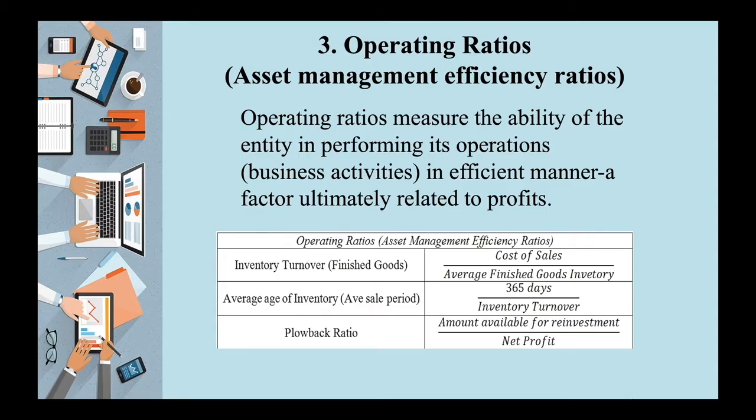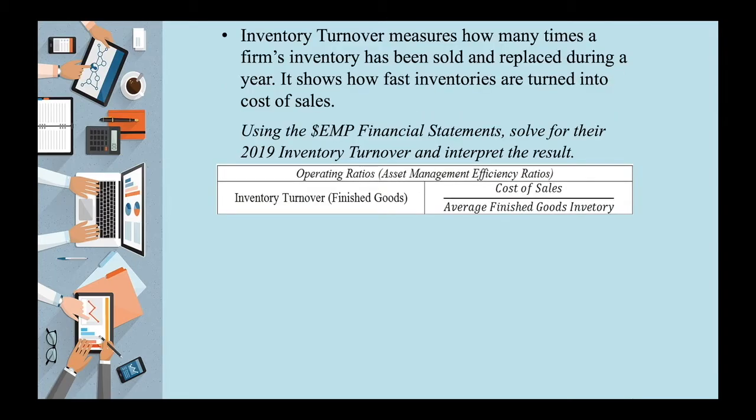So, a factor ultimately related to profits. If you are efficiently performing, of course, the profit will follow. Now, operating ratios have, actually, in our example, three ratios. We have the inventory turnover, the average age of inventory, and the flowback ratio. So, the first one is the inventory turnover.